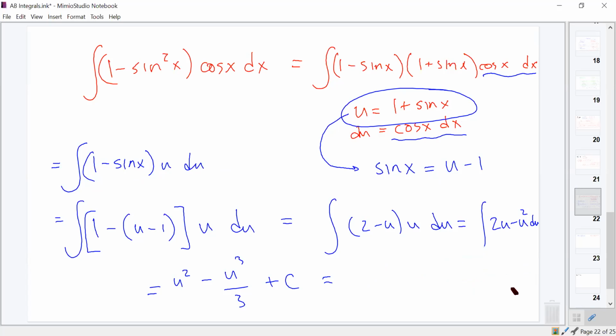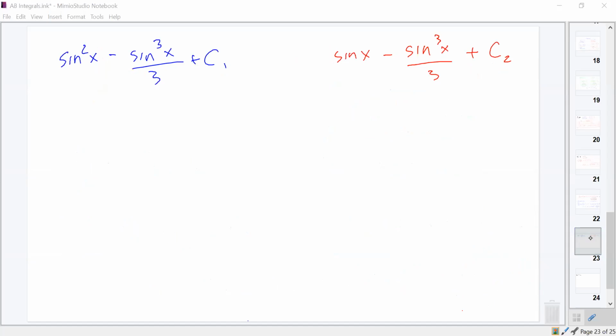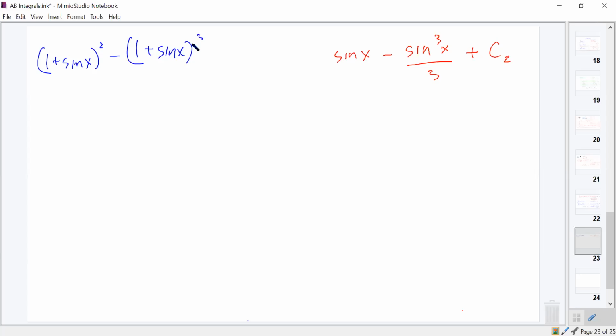I was trying to hurry through and messed up that because this is a 1 plus sine x, right? Sorry, it should end up looking like that. Our substitution was 1 plus sine x, not just sine x. That's totally my fault. So we should have ended up with 1 plus sine x squared minus 1 plus sine x cubed over 3 plus the constant. And those ones should differ by the constant. That was my fault. I apologize.